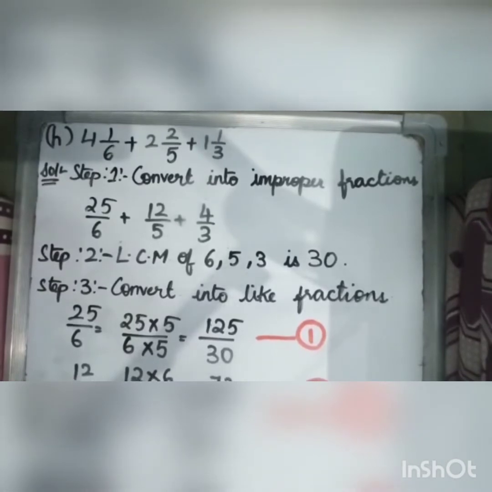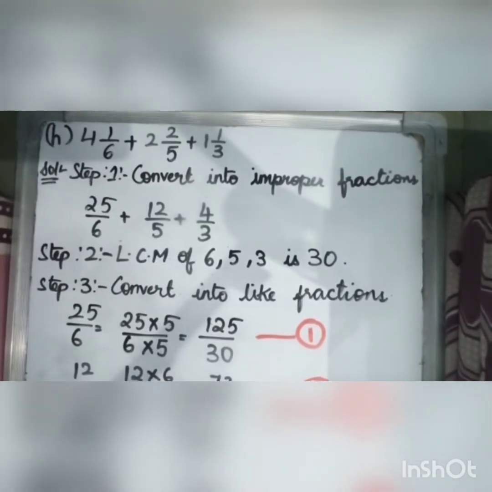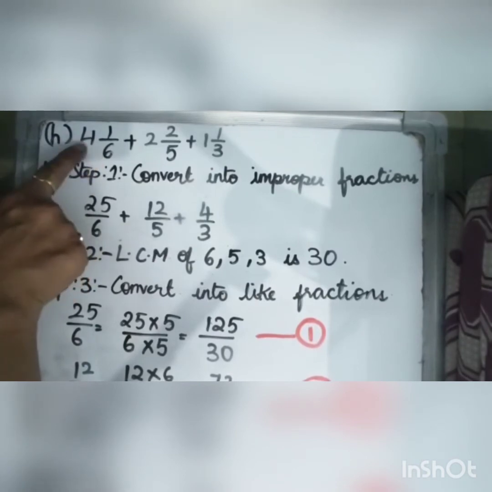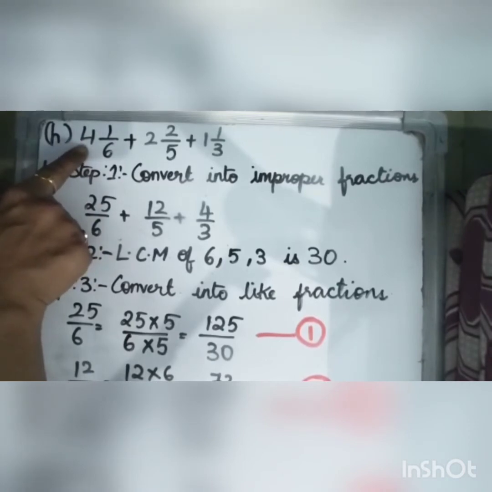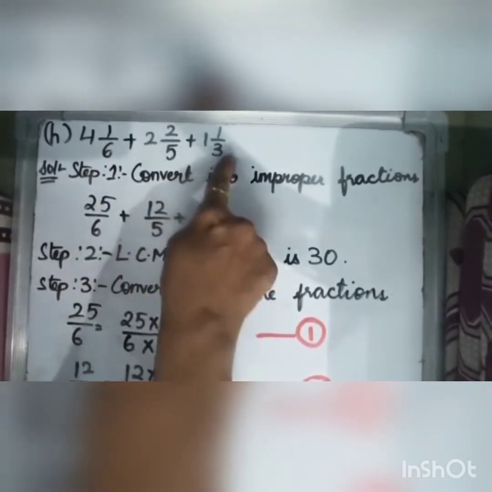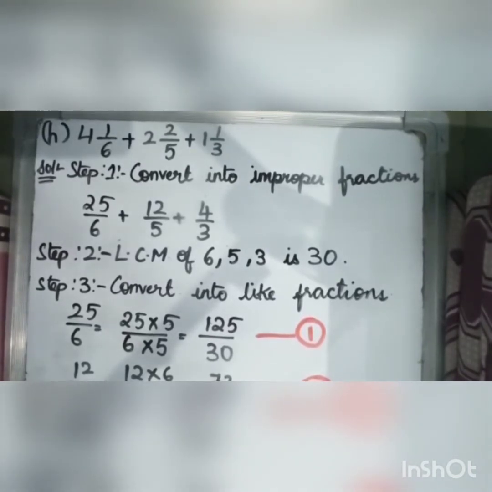Now let us see the H bit. 4 1 by 6 plus 2 2 by 5 plus 1 1 by 3. Three of them are mixed fractions or mixed numbers, so we convert them into improper fractions first. When we take the first fraction 4 1 by 6, multiply the denominator into the whole number and add it to the numerator. 4 into 6, 24 plus 1, 25. 25 by 6, 2 2 by 5 is 12 by 5, 1 1 by 3 is 4 by 3. Now we have the three improper fractions and they are also unlike fractions, so we cannot add them directly.